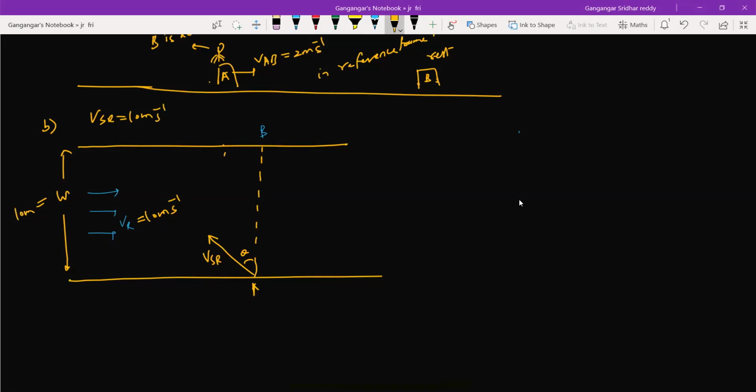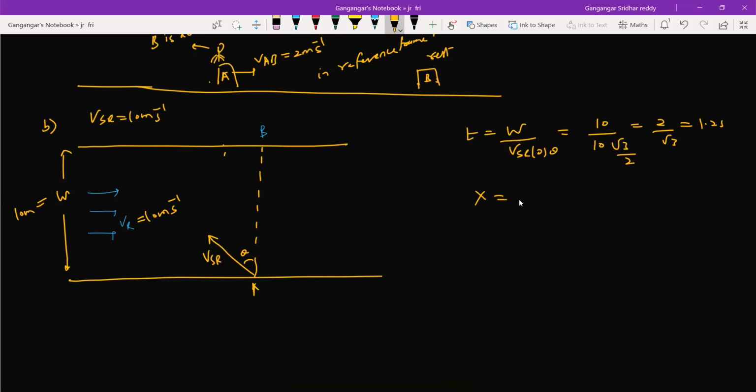Okay, calculate the time taken. Time is W by VSR cos theta. W is 10, VSR is 10, cos 30 is root 3 by 2. So this will be 2 by root 3. 1 by root 3 is 0.6, and 0.6 into 2 will be 1.2 seconds.